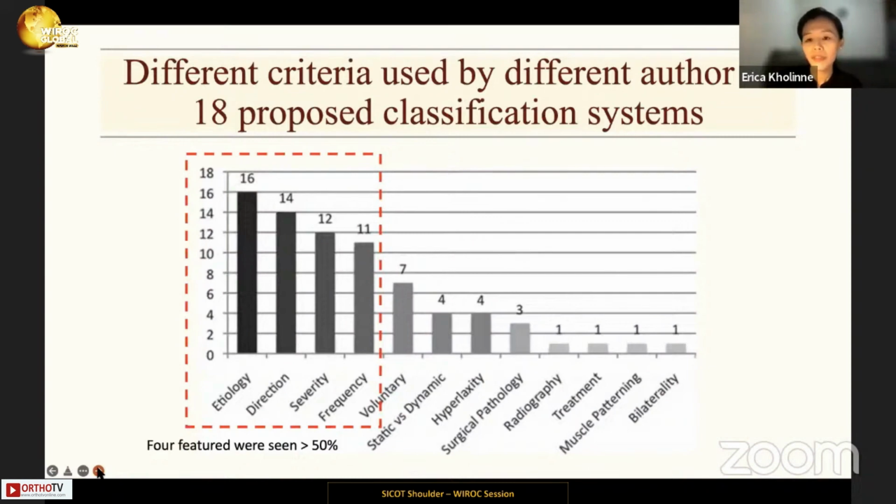This systematic review identified 18 different proposed classifications of glenohumeral instability. Yes, we have 18, which use different criteria. The frequency with which different features are used is presented. So far, we have etiology, direction, severity, and frequency as the most commonly used features.